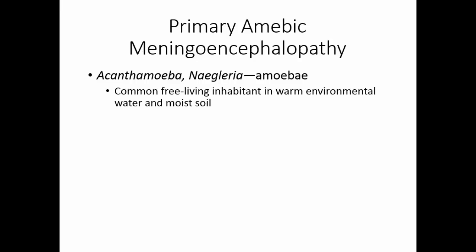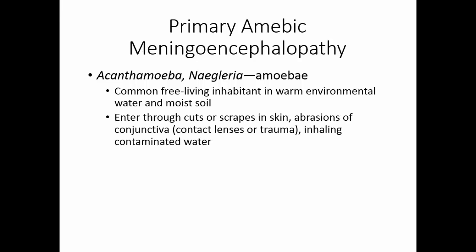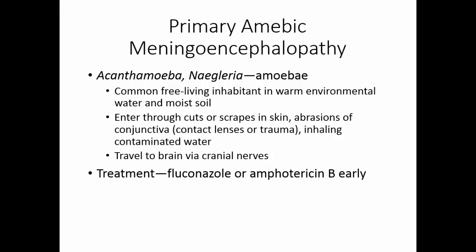Primary amebic meningoencephalopathy is caused by two amoeba, Acanthamoeba and Naegleria. These are very common free-living inhabitants in warm environmental waters and moist soil. They enter through cuts or scrapes in the skin or abrasions of the conjunctiva. You can also get this by inhaling contaminated water. These amoeba travel to the brain via the cranial nerves. It can be treated with fluconazole or amphotericin B early on.